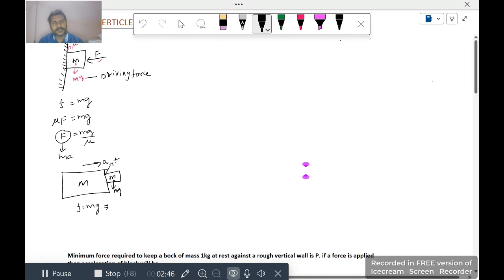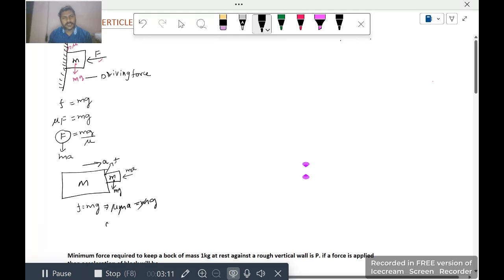So here friction is equal to mu into N, where N is the pseudo force, the mass of this one into the acceleration of this one in the opposite direction. So that is equal to mg. Mu into ma is equal to mg.